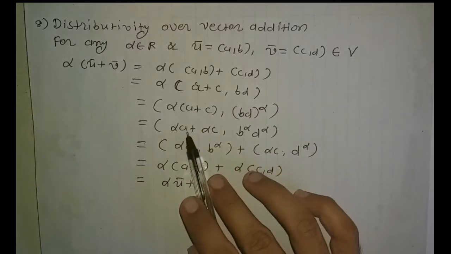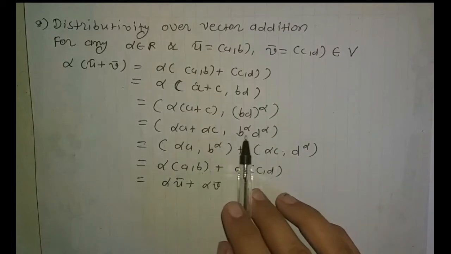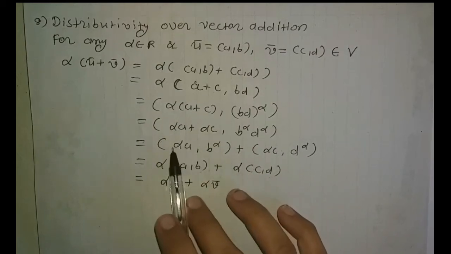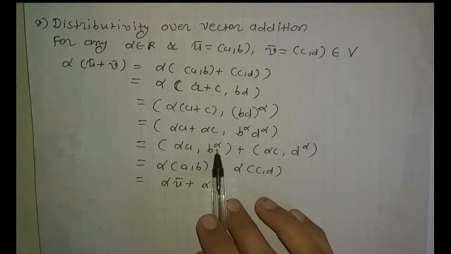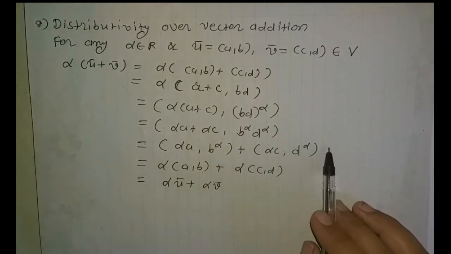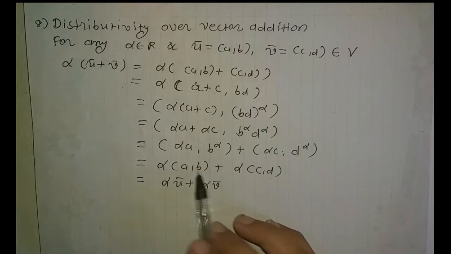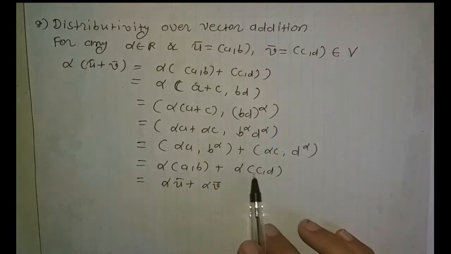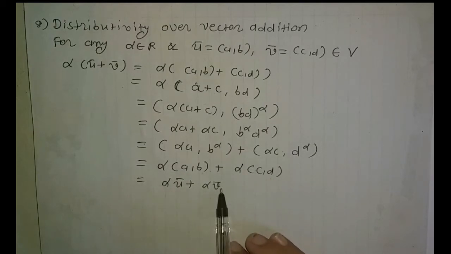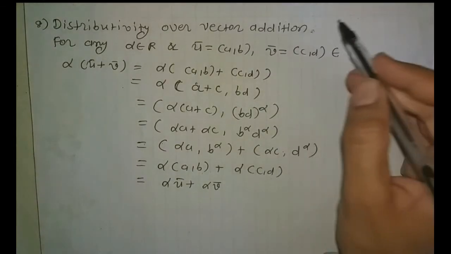So this is equal to (alpha a plus alpha c, b raised to alpha times d raised to alpha). Now again the first coordinate is here and the first coordinate is here. So we get the vector (alpha a, b raised to alpha) and (alpha c, d raised to alpha) from the definition of vector addition. Now this is again the scalar multiplication of alpha with vector (a, b), and this is the scalar multiplication of alpha with vector (c, d). So this is equal to alpha of u bar plus alpha of v bar. So distributivity over vector addition is also satisfied.